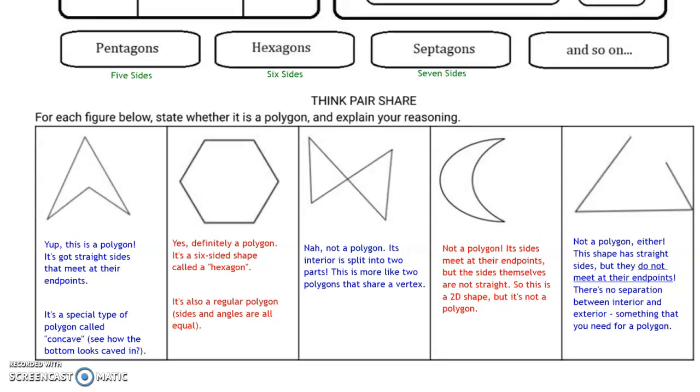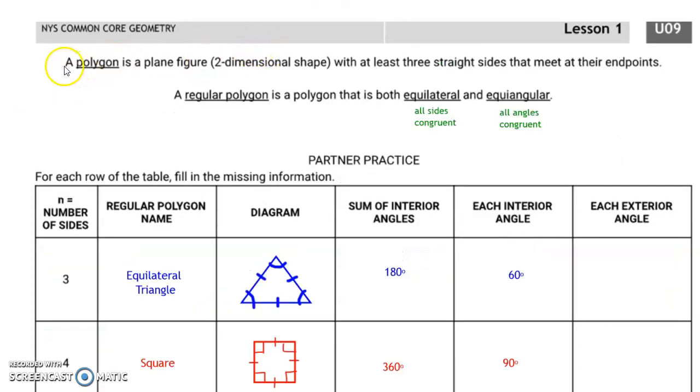All right. We're going to move on to the notes section. Here's our formal definition. It's a plane figure, a two-dimensional shape with at least 3 straight sides that meet at their endpoints. You know a lot about the 3-sided ones. Those are triangles.